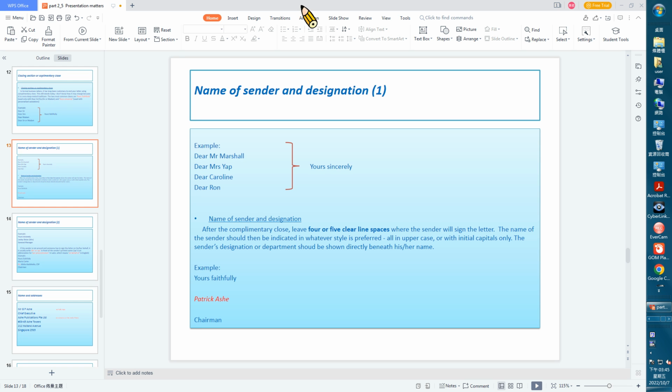Name of sender and destination 1. After the complimentary close, leave 4 or 5 clear line spaces where the sender will sign the letter. The name of the sender should then be indicated in whatever style is preferred, all in uppercase or with initial capitals only. The sender's designation or department should be shown directly beneath his or her name.